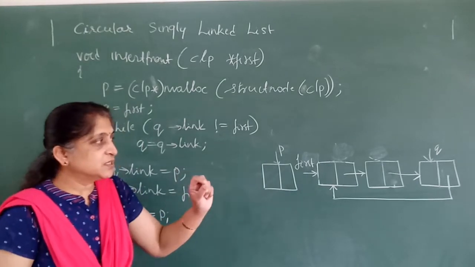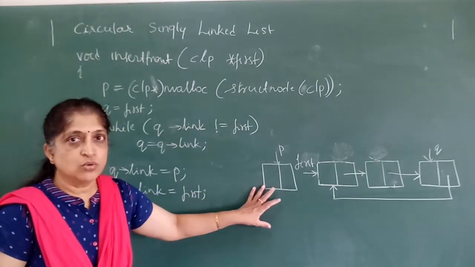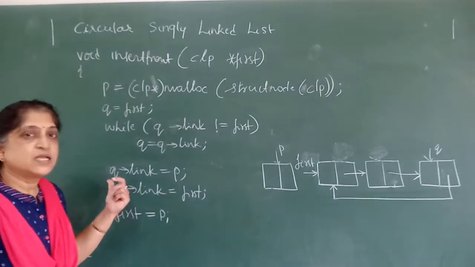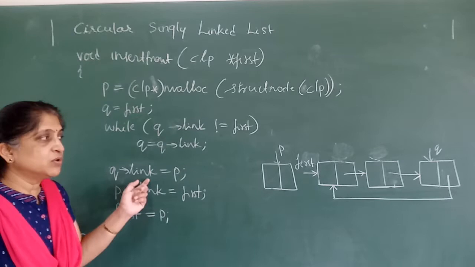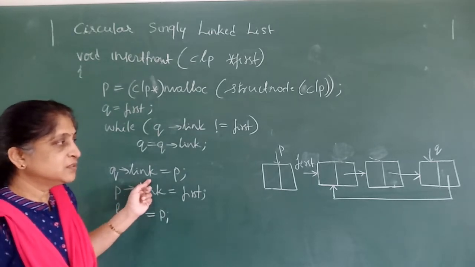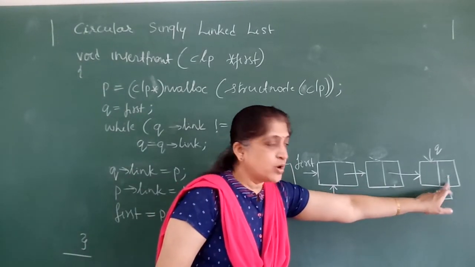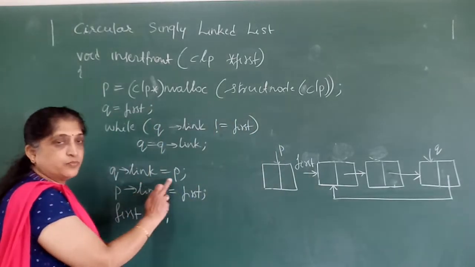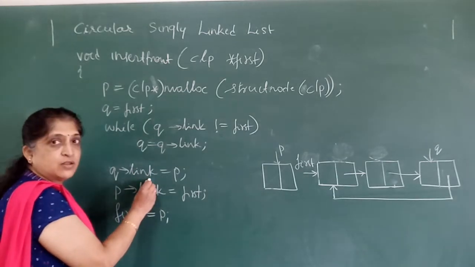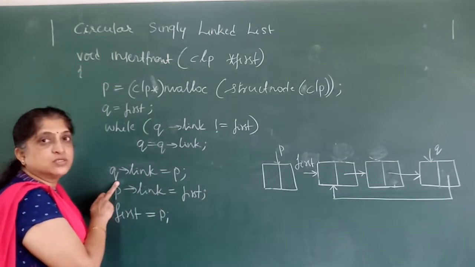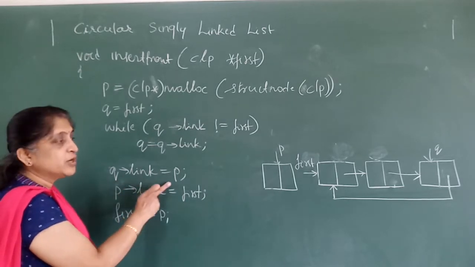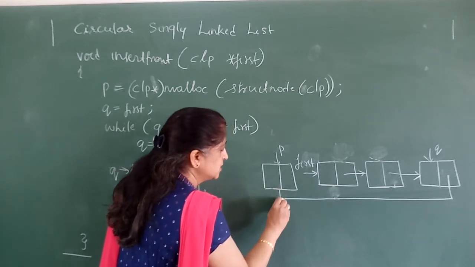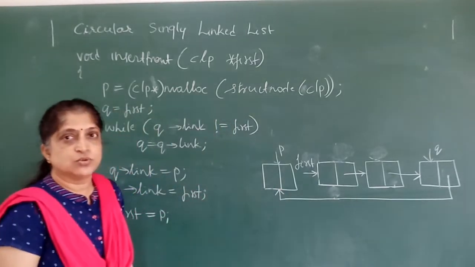Now I have to insert the new node inside the circular linked list. For that, I have to just adjust the pointers. q link is equal to p. Now I have to make this point to this new node, so I have written q link is equal to p. That means I am writing into the link field of the node to which q is pointing. I am making that point to p. With this statement, the last node will start pointing to this new node.